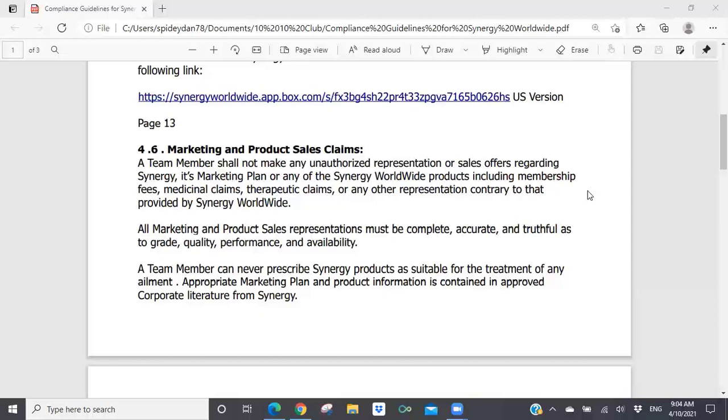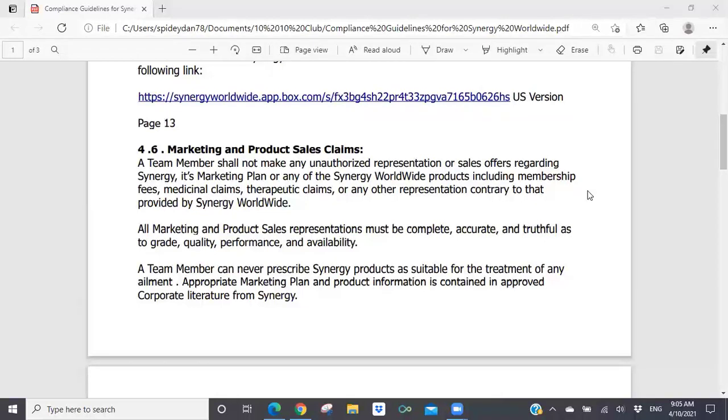Marketing and product claims. A team member shall not make any unauthorized representation or sales offers regarding Synergy, its marketing plan, or any of the Synergy worldwide products, including membership fees, medicinal claims, therapeutic claims, or any other representation contrary to that provided by Synergy worldwide.